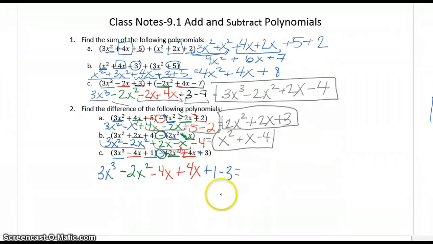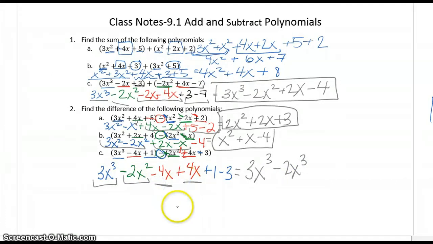Now we simplify by combining like terms. We only have one term with x cubed, 3x cubed. We have one term with x squared, so we have minus 2x squared. Minus 4x and plus 4x simplify to 0x, which is just the same as 0, so these just cancel each other out. And plus 1 minus 3 gives us minus 2 as our final answer.